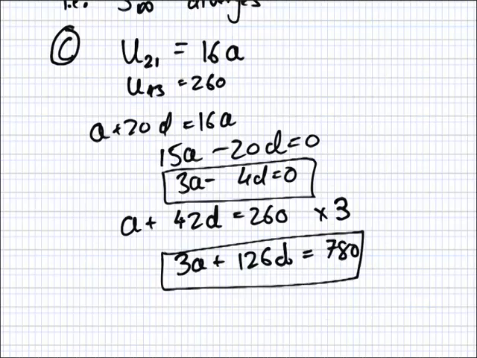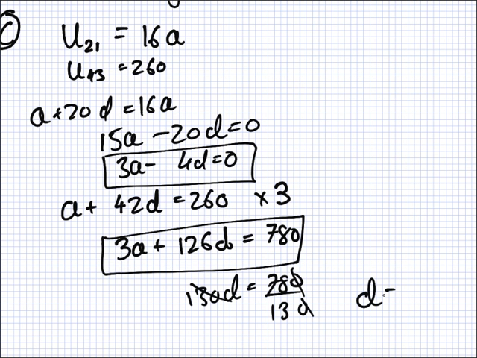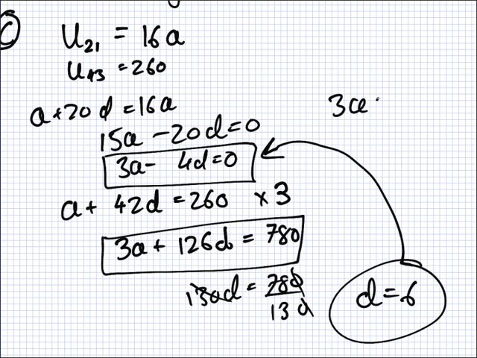And now what I'll do is I'll subtract them. 3A minus 3A is gone. 126, that's 130D equals 780. And if I divide by 130, 78 divided, what's that? 6, is it? D equals 6. I can sub that back in there, and I get 3A equals 24. Right? A is 8? Yeah. Okay, write that down. We'll have a look at B4 next.